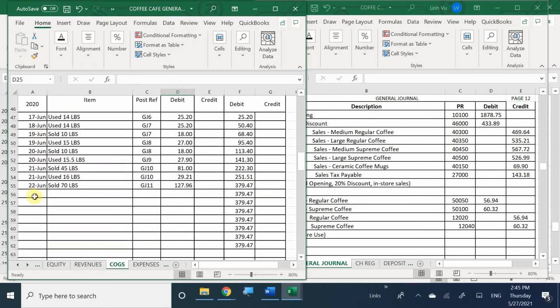Good. Cost of goods sold, Supreme Coffee. We used 33 pounds. General Journal 12 for 60.32. And it brings our current running balance to $439.79. Perfect.